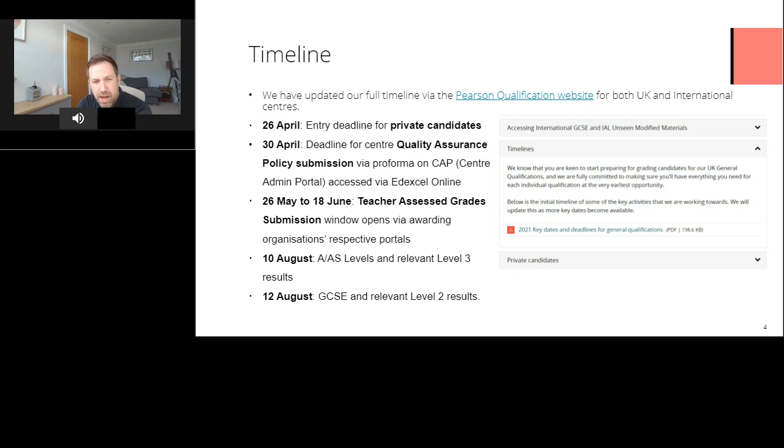The 30th of April is the deadline for all centres to submit their quality assurance policy submission, including their summary policy and the full centre policy for this year. That needs to be submitted through the centre administration portal run by the JCQ, and you can access that via Edexcel online. Really important to note at this point, we always want to stress this, that you only have to submit one policy per centre, and you can do that through any of the awarding organisations' access into the portal.